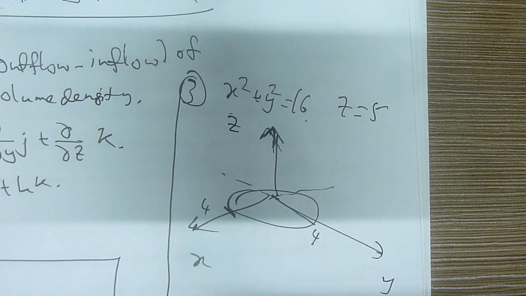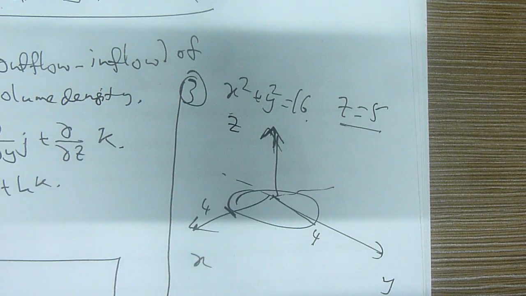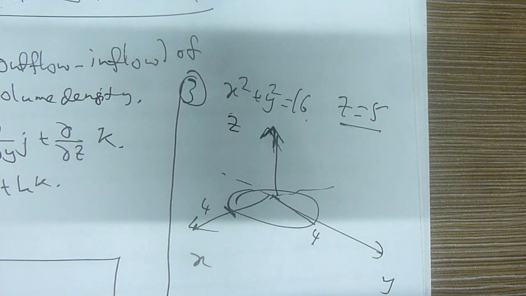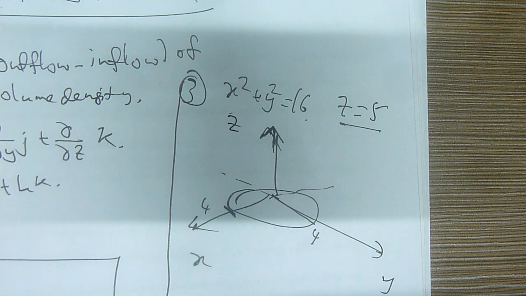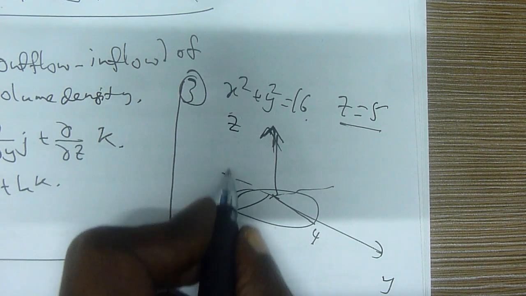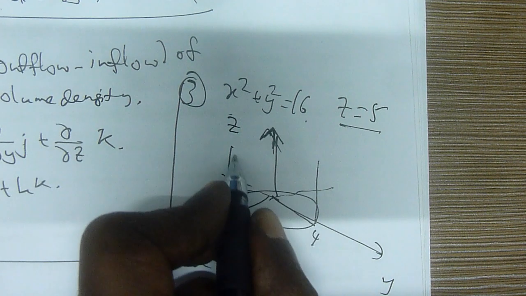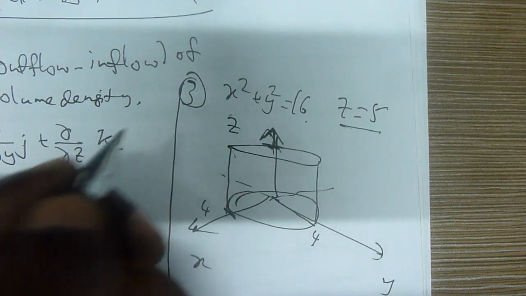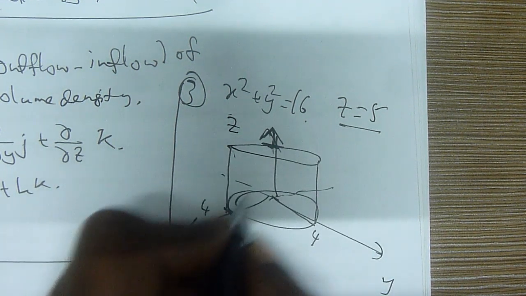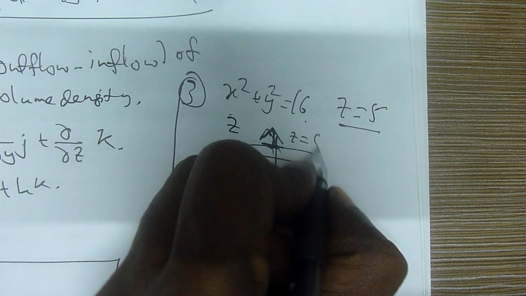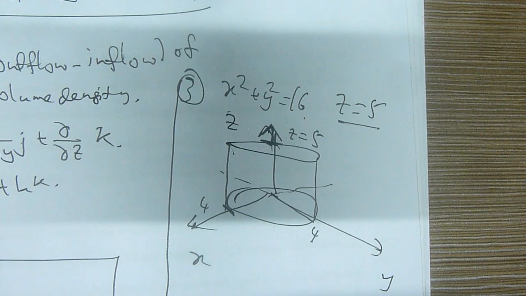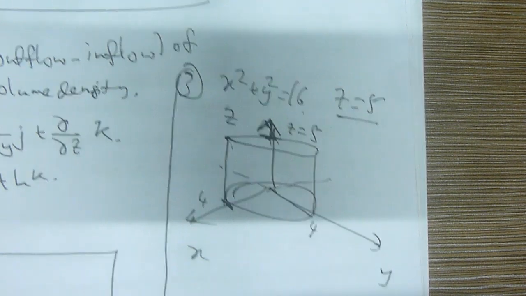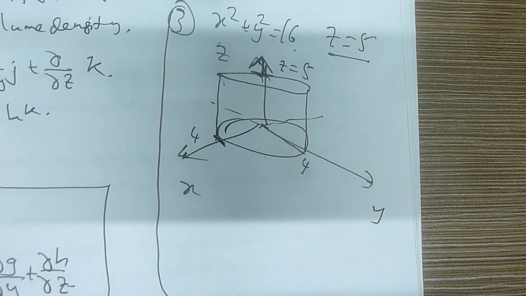Okay, but there is a height referring to the z. Once there is a z, you are referring to this, and you just pulled up, and the height becomes z equals 5. Therefore, you can see the cylinder. Okay, in the sketching, this is how you sketch.